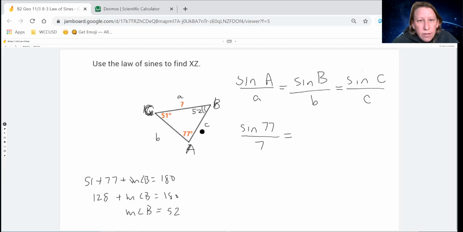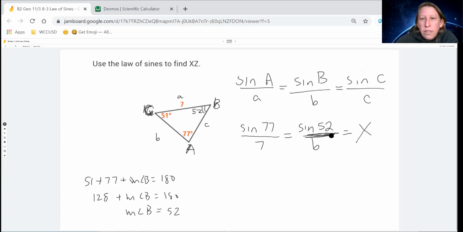What's the shortest side on this triangle? C. What's the longest side on this triangle? A. How did I know that? Because I'm smart. All right, we're trying to find B for this problem. This is what we're solving for. And I now know that the sine of 52 degrees. Okay, this time I don't need this information.